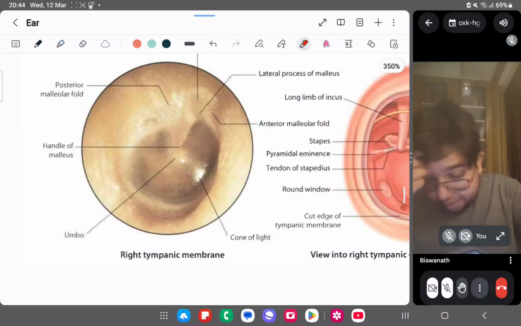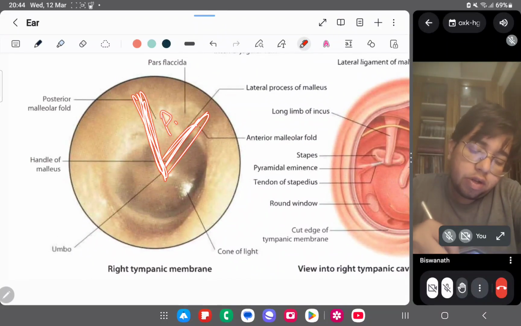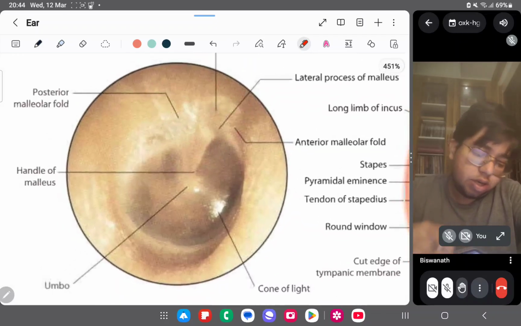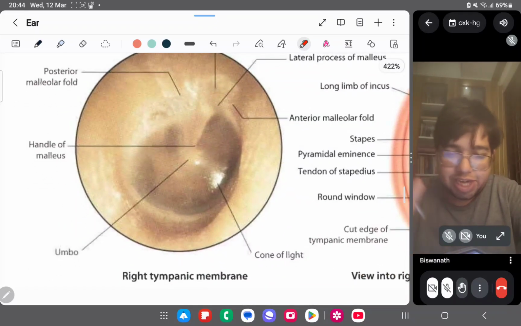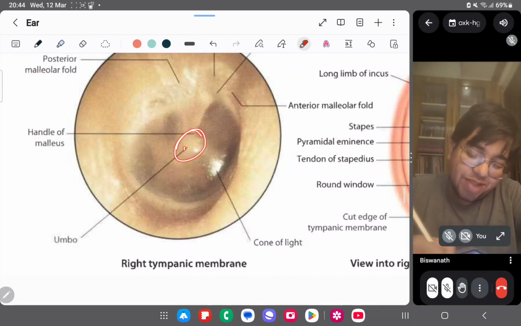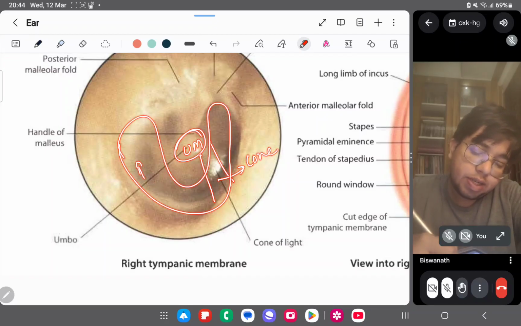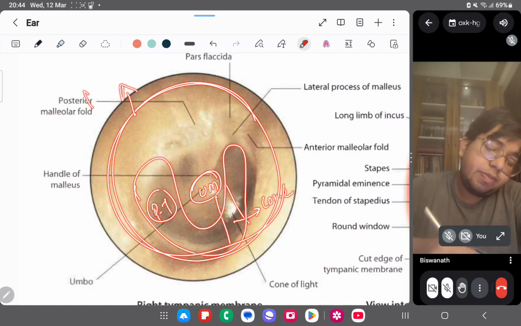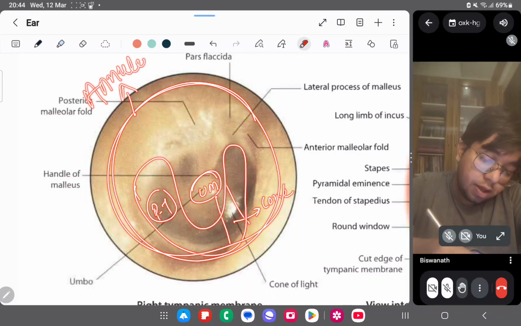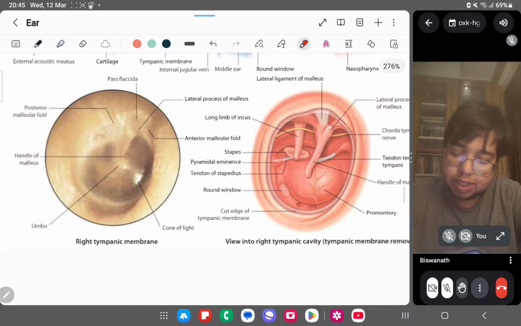You can see the right tympanic membrane, the anterior malleolar fold, the posterior malleolar fold, pars flaccida. You can just appreciate it. Handle of malleus. This diagram is very accurate, which I drew that time. This is the umbo. This is the cone of light, and this part is the pars tensa part, and this is the annulus and the lateral process, and all these things are there.